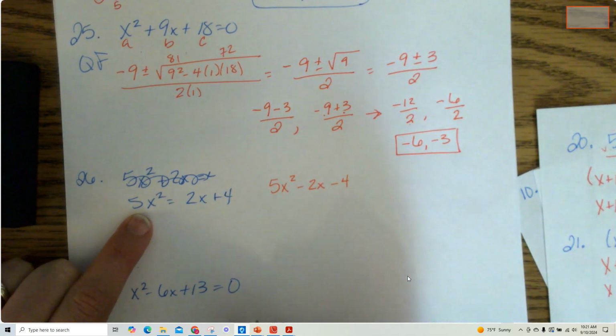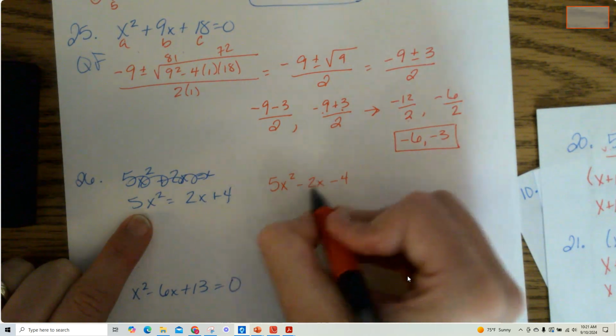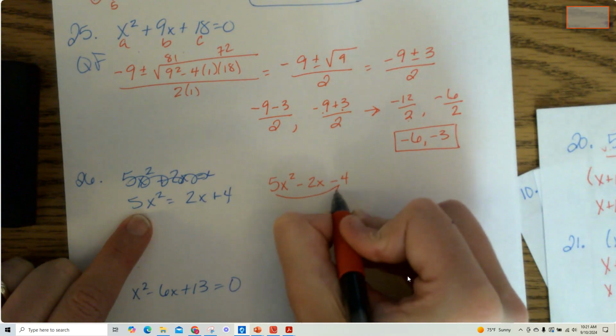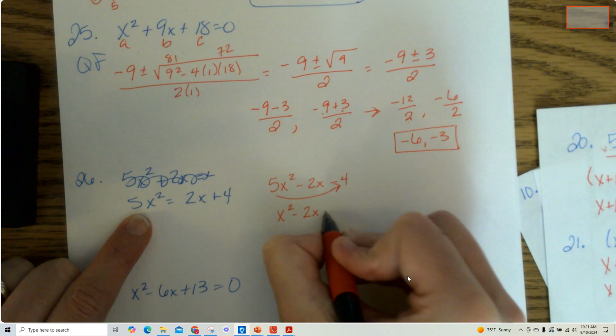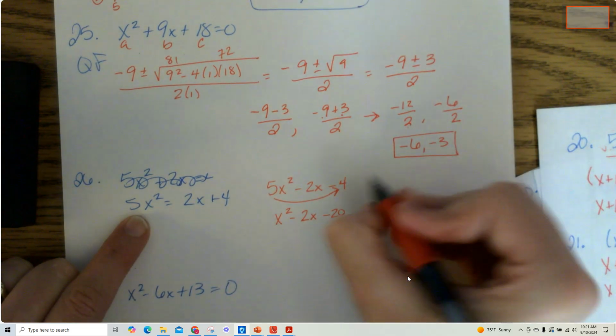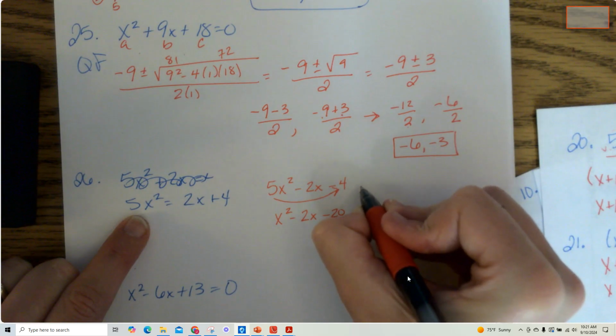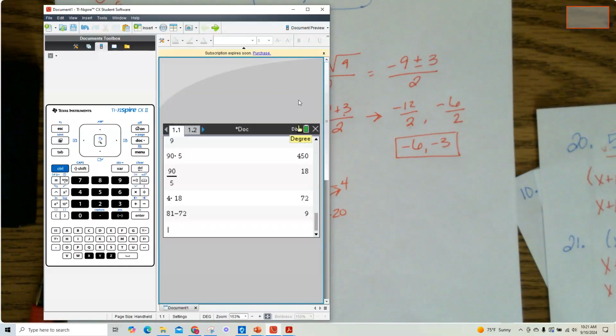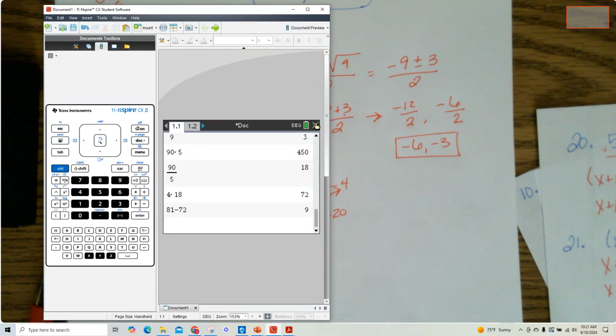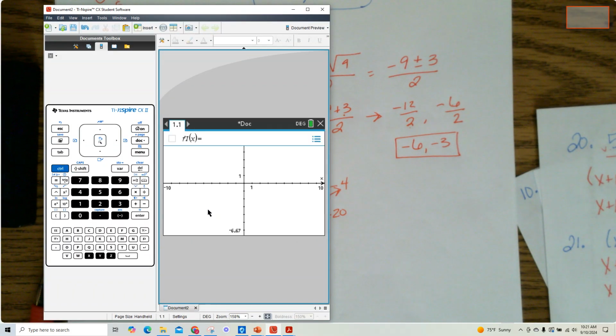Minus 4. I don't know if this one said quadratic formula or not, so I'm just going to show you how, if they don't tell you, how you check. 5 times 4 is a negative 20. I'm going to show you how I was doing this in my calculator. Again, how I teach freshmen to do this.